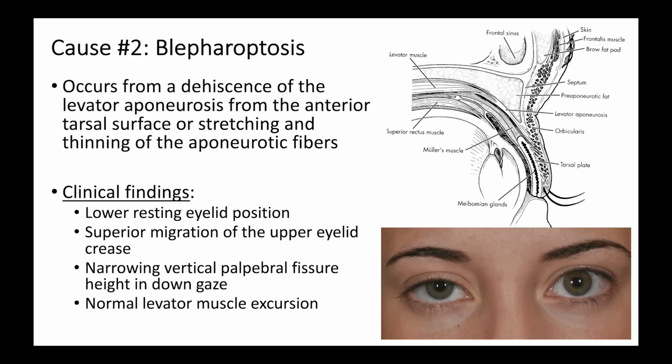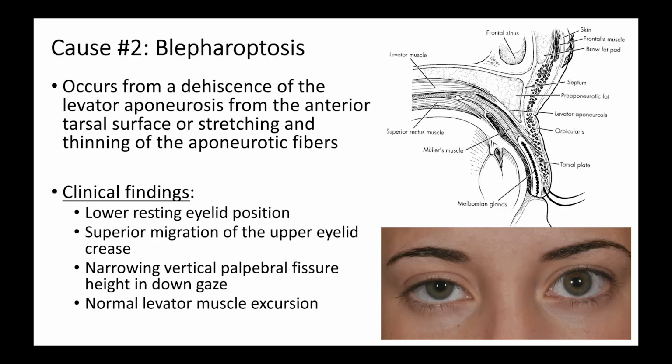Same thing with this individual. A lot of excess skin. It's really starting to block their views above and to the side. The second cause is called blepharoptosis or eyelid ptosis. Ptosis just means drooping, so you can have ptosis of any structure of the body. In Oculoplastics, we talk about ptosis of the eyelid.